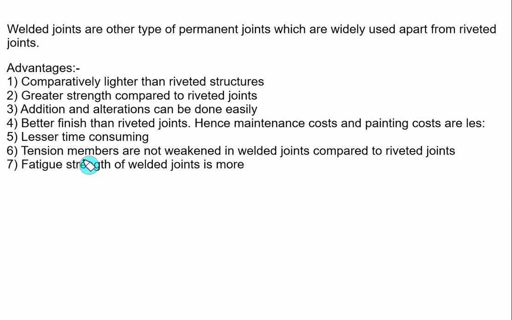The tension members are not weakened in the welded joint compared to the riveted joint, because in the case of a riveted joint we are making holes, and because of that the member will be weakened due to less area. That is not true in the case of a welded joint. As such, we are not making any type of hole in the welded joint. The fatigue strength of the welded joint is also more compared to riveted joints.